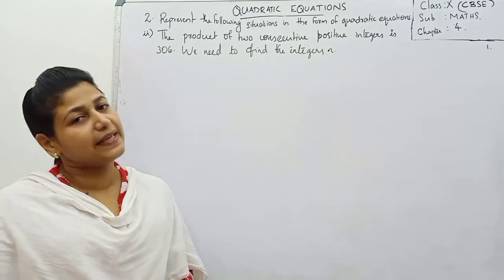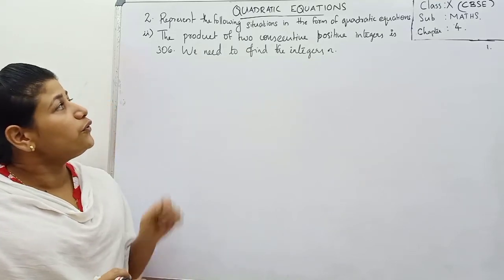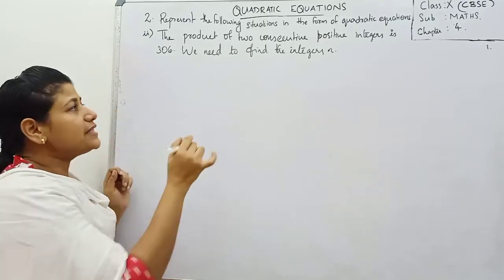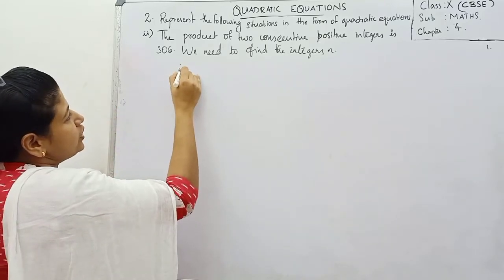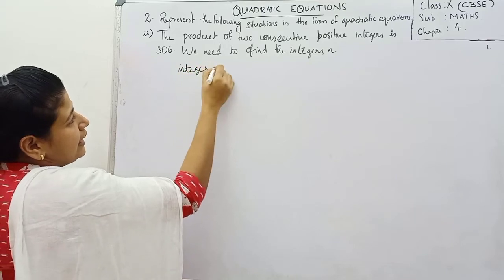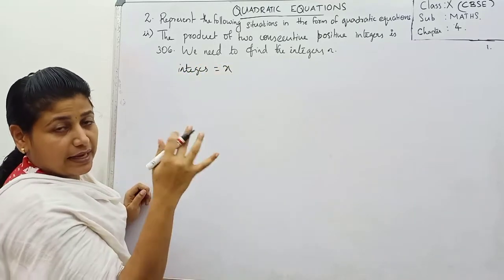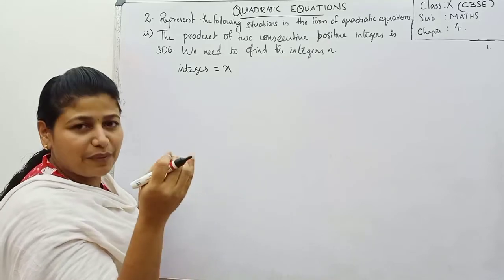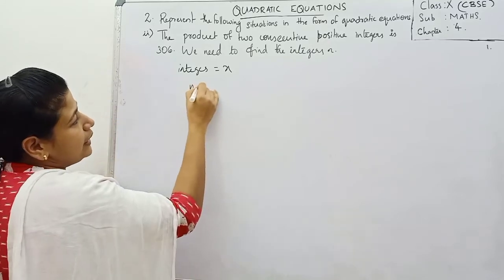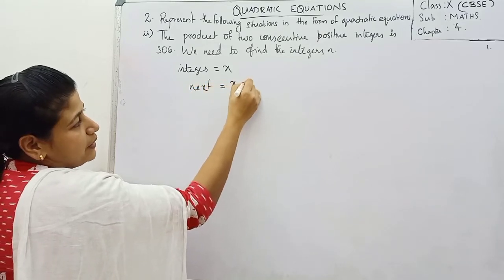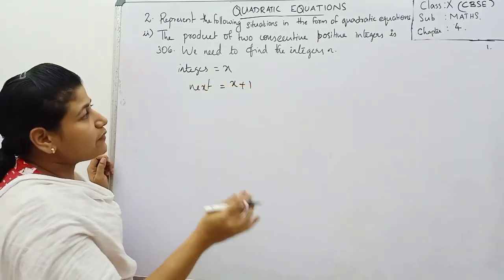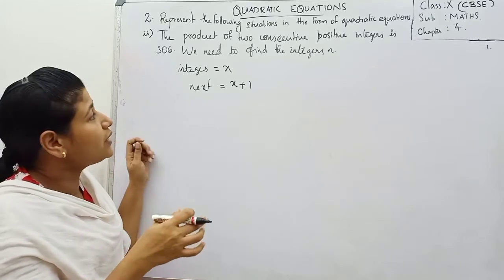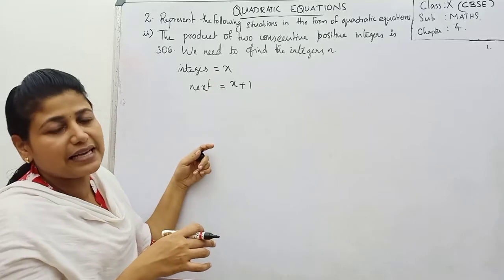Second question. The product of two consecutive positive integers is 306. We need to find the integers. First, we want to take two positive integers. Let me take the first integer as x. Then the next positive integer will be x plus 1, as we know that consecutive integers have a difference of 1. So we can take the first number as x and the next as x plus 1.